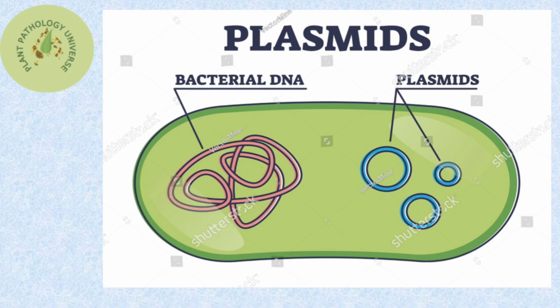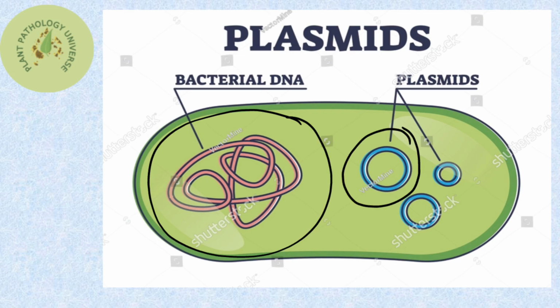Okay, now another component which we have not discussed, and will discuss in more depth in the coming lectures, is the plasmid. Here you can see this is the bacterial DNA, and this is the plasmid. A plasmid can be defined as a small circular piece of DNA. These are circular forms of DNA, but they are independent of the bacterial DNA, and they have the ability to replicate independently.